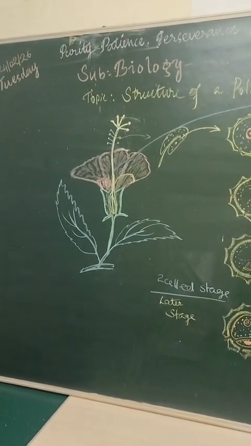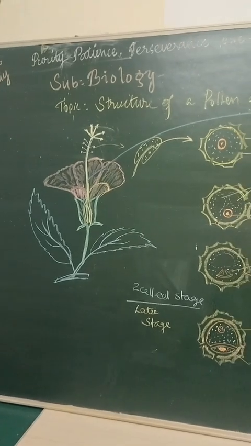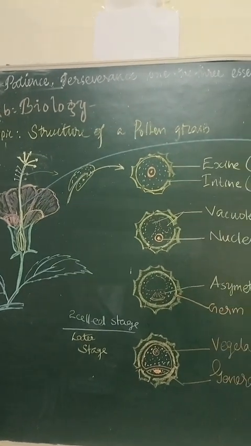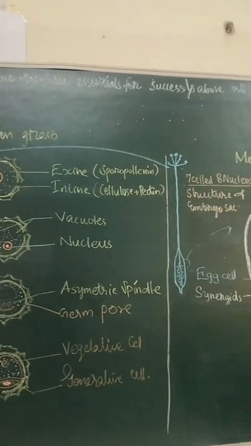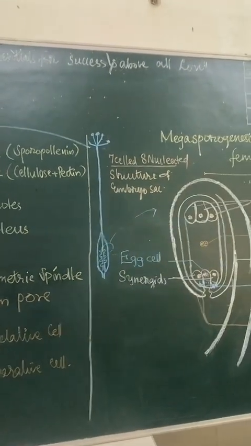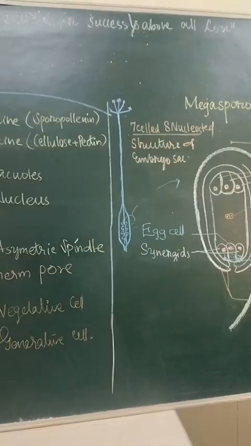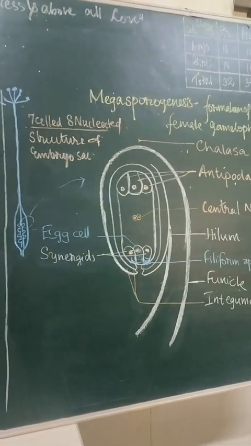Good morning, friends. Welcome to today's class. Let's start the day's class with a quote. Purity, patience, and perseverance are the three essentials for success. Above all, love. Today we will be understanding the concept of megasporogenesis.